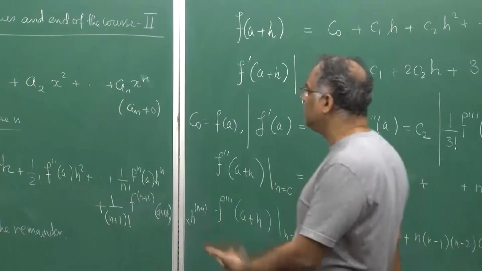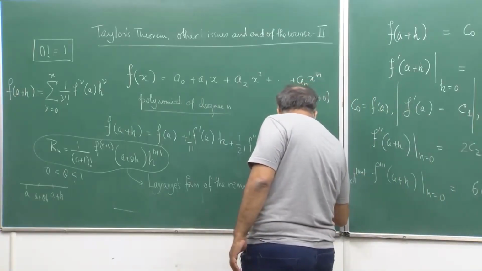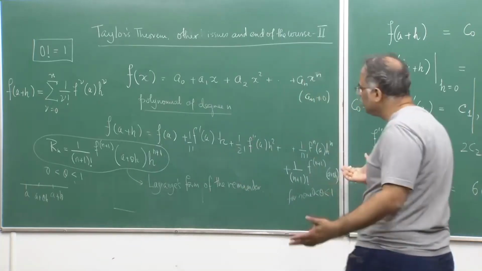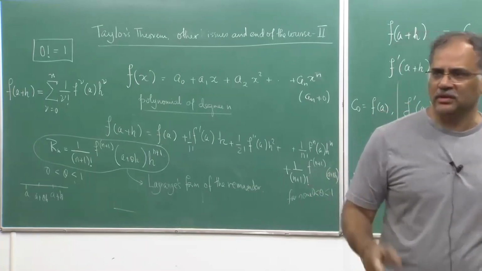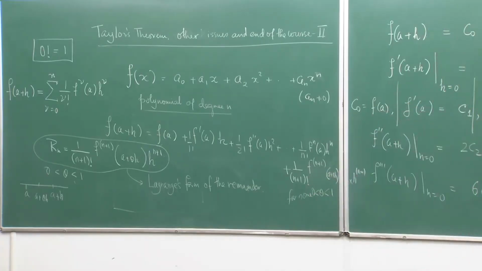So there is some theta, for some theta, but I cannot pinpoint the theta. It depends on the choice of a and h and all those things. So theta depends on the choice of a, choice of h and all those things. So this is the key idea.